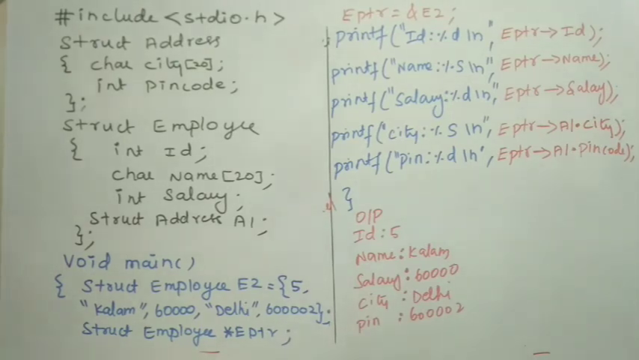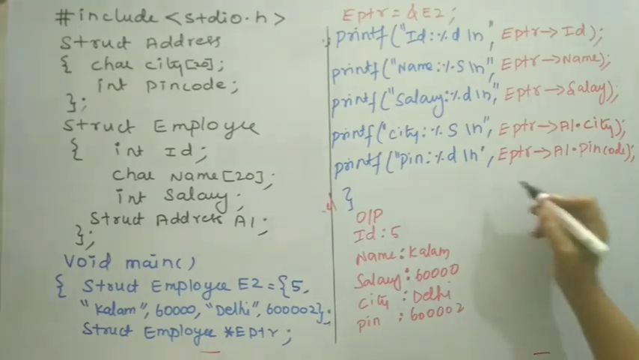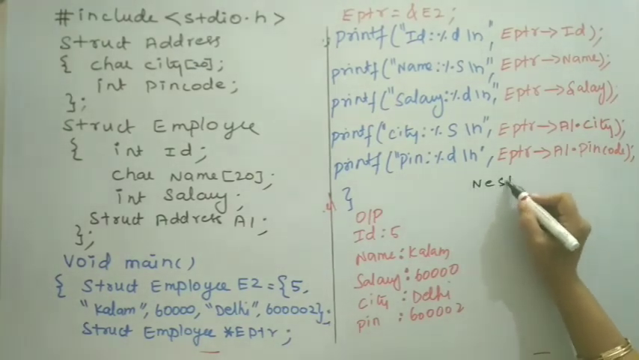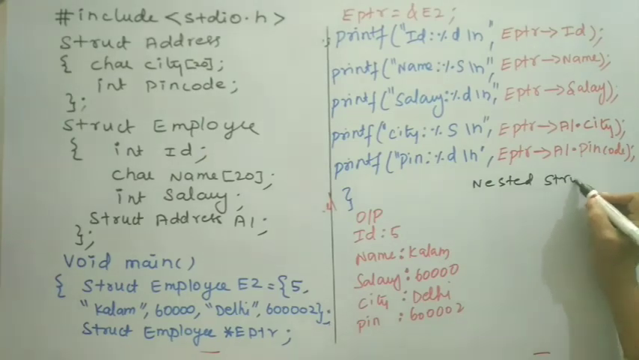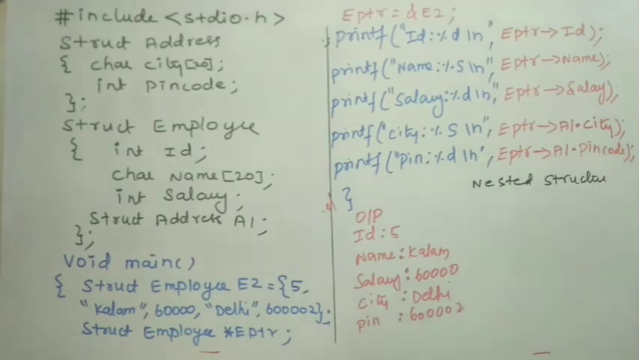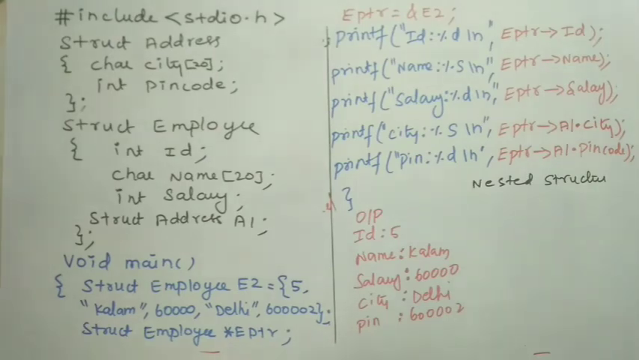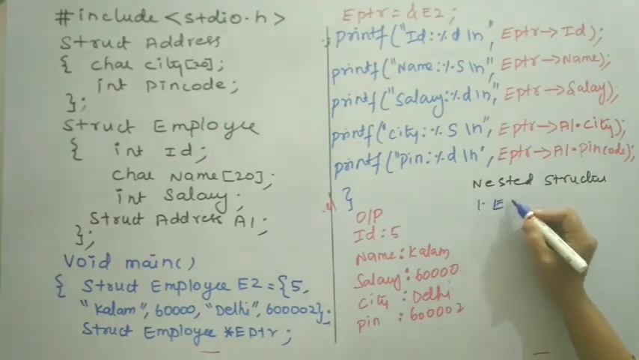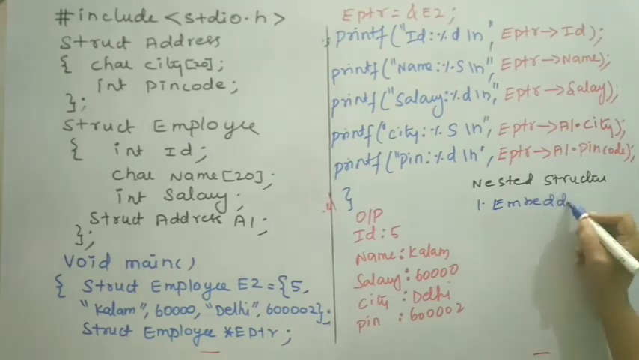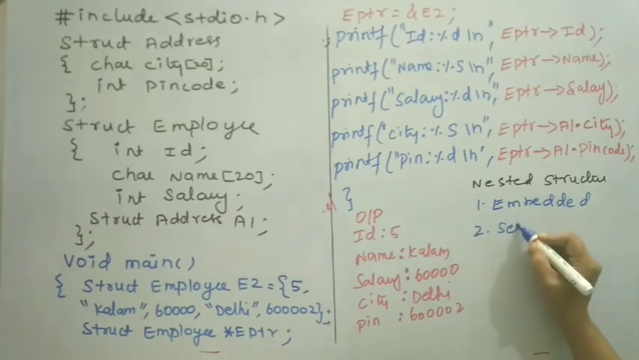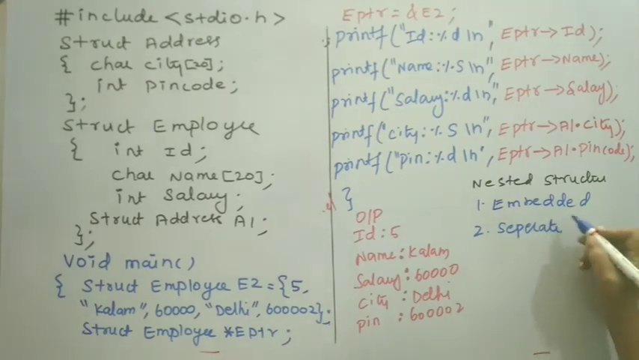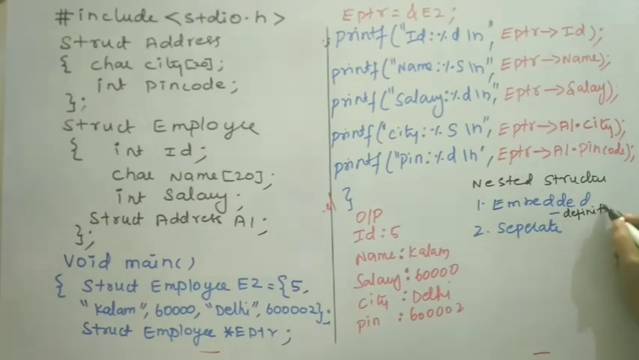Okay. And then let me consolidate whatever I have discussed here. We have discussed what nested structures are. Structures within structures, that is, a structure defined inside another structure as its data member, are called nested structures. We have two different ways to define a nested structure. One is embedded structure, the other one is separate structure. In an embedded structure, as a data member, the entire definition of the inner structure is included.